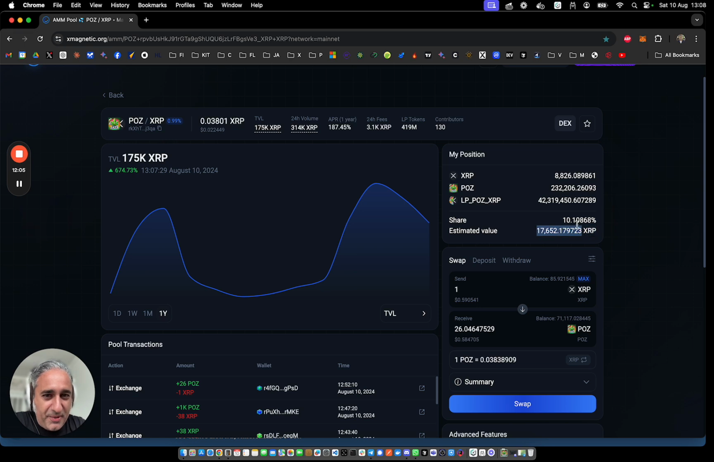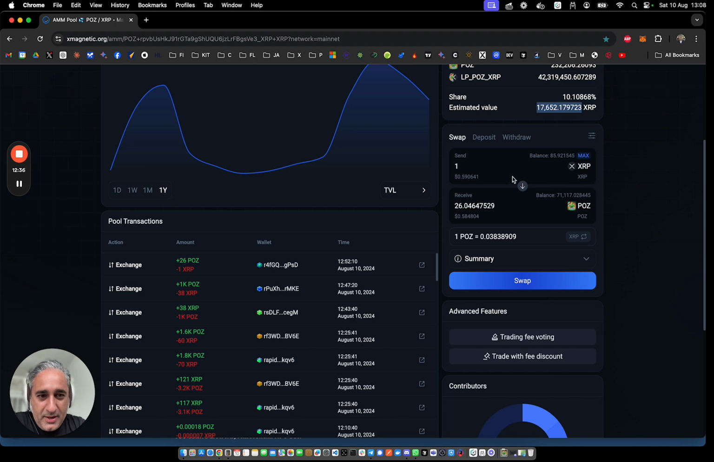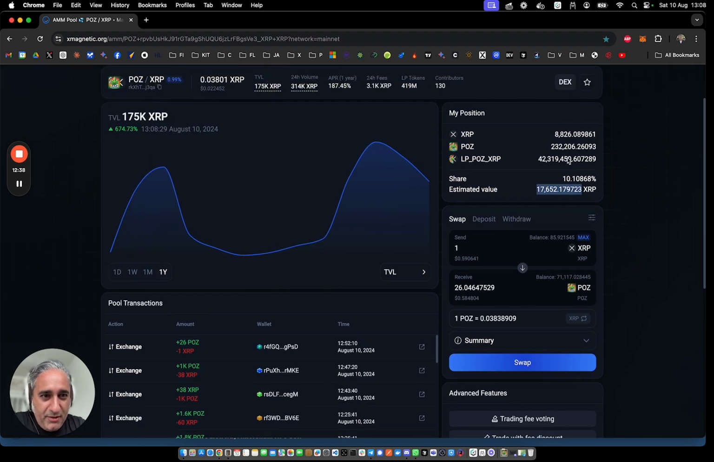The estimated value is really the TVL. Broadly, it's the TVL divided by your percentage. Again, not necessarily very accurate. If I was trying to withdraw all of this liquidity from the pool, I will not get that much XRP if I did a single-sided kind of withdrawal. But it demonstrates the potential gains that you have at the moment. Let's have a look.